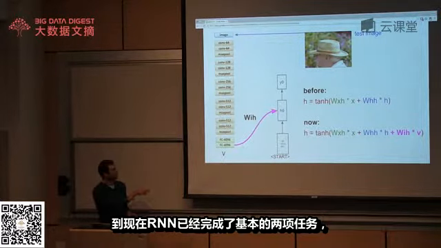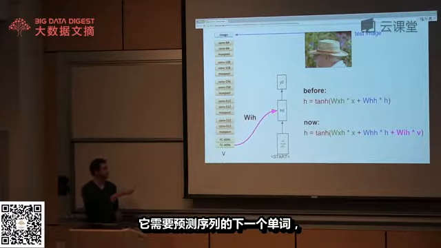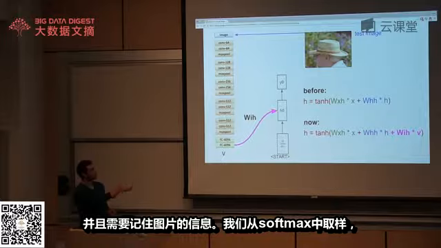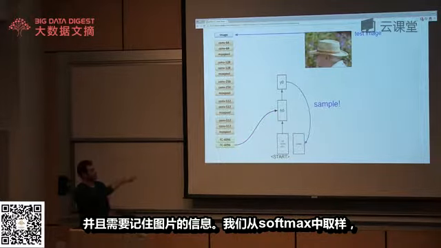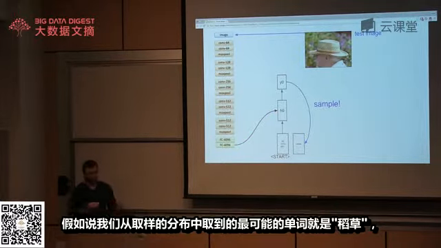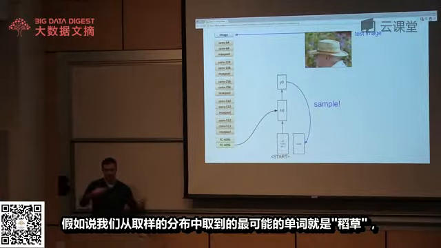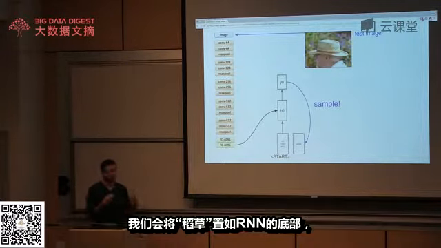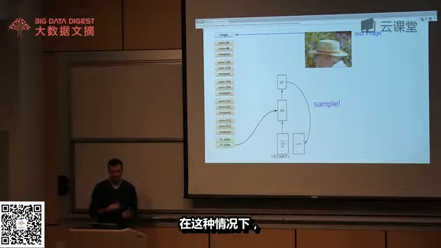And so the RNN from now on has to kind of juggle 2 tasks. It has to predict the next word in the sequence in this case, and it has to remember the image information. So we sample from that softmax. And suppose that the most likely word that we sampled from that distribution was indeed the word straw. We would take straw, and we would try to plug it into the recurrent neural network on the bottom again.